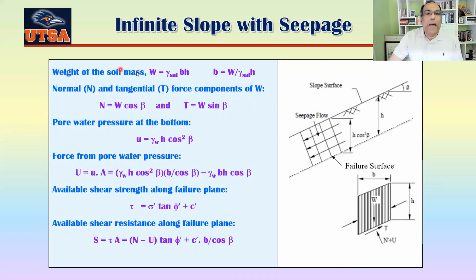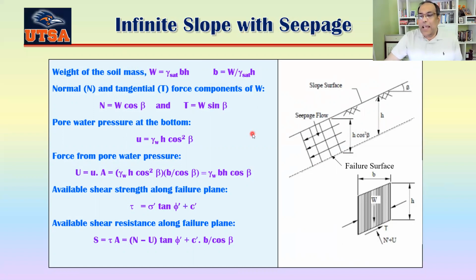Now, weight of the soil mass is gamma sat times BH. BH is the area of this one, and then the other side is 1. So that's the total volume. If you multiply that with gamma sat, because your water level is here, you get the total weight of the soil. From there, you can also see B equals W divided by gamma sat times H.